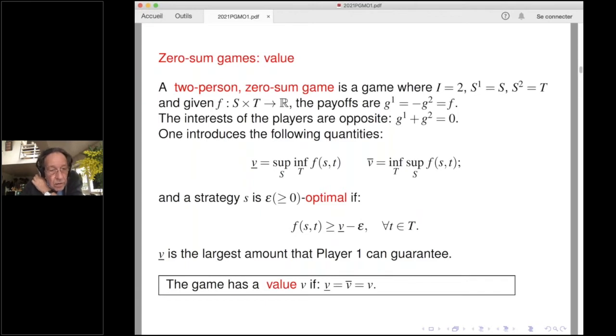V lower bar is the largest amount that player one can guarantee. And we say that a strategy of player one is epsilon optimal if it guarantees V lower bar up to epsilon. The game has a value if sup inf F equals inf sup F.